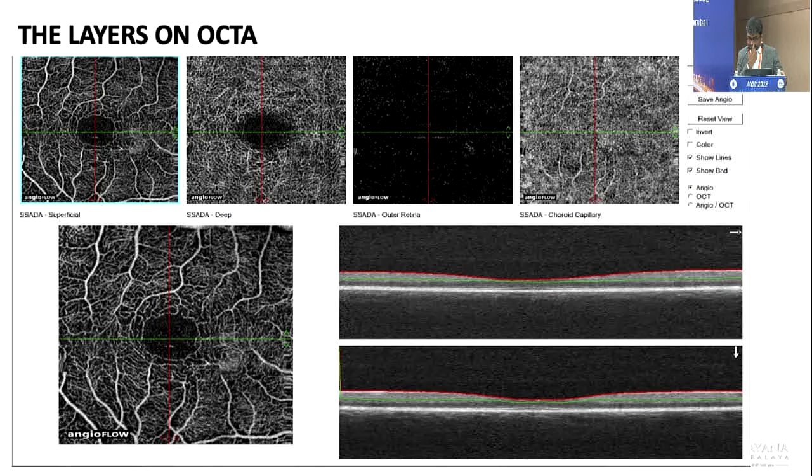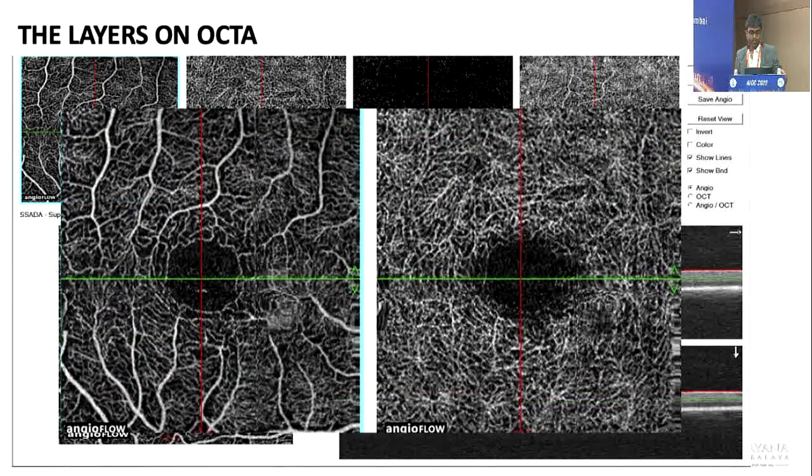So these are the layers of the OCTA, as we know, coming from the superficial, deep, and outer retina and CC layer, which we are all now quite familiar with. But when it comes to DME, since it involves the blood vessels and the capillaries, we are more concerned about these layers, the superficial capillary plexus and the deep capillary plexus.